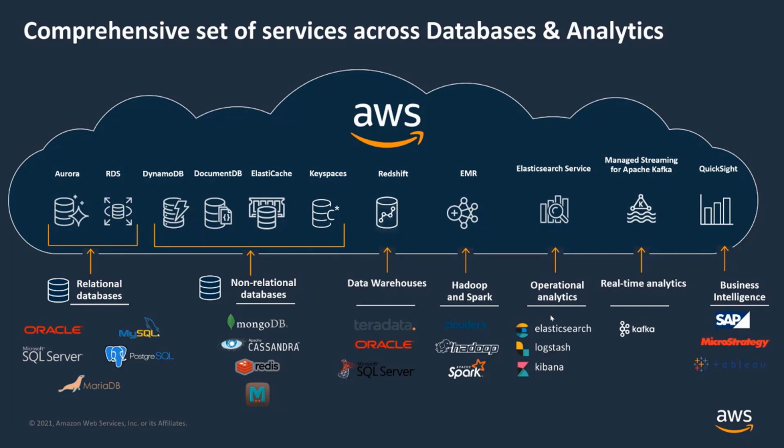And then we have a segment of databases called our non-relational databases. And this is actually where DocumentDB fits in. These are for customers that want to move away from self-managing their Mongo databases, Cassandra, Redis, etc. And then the remaining services on the right are our analytics services that can be utilized as well.